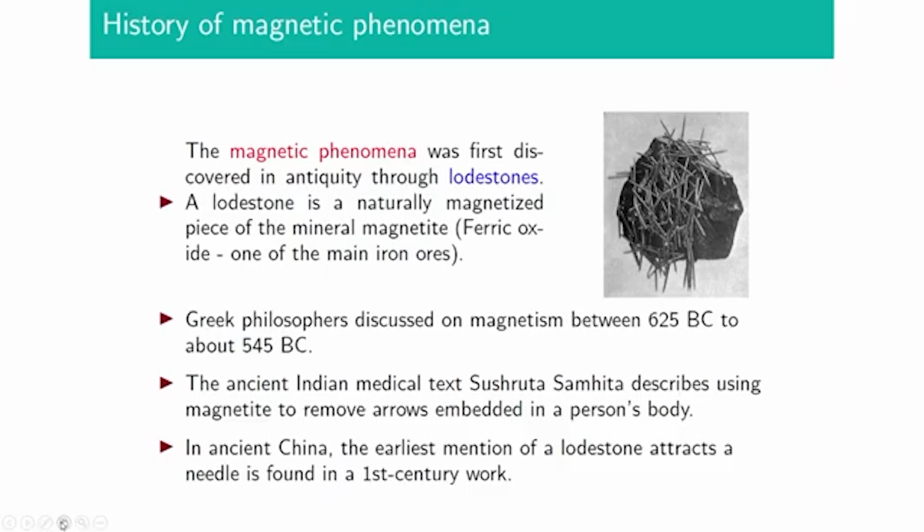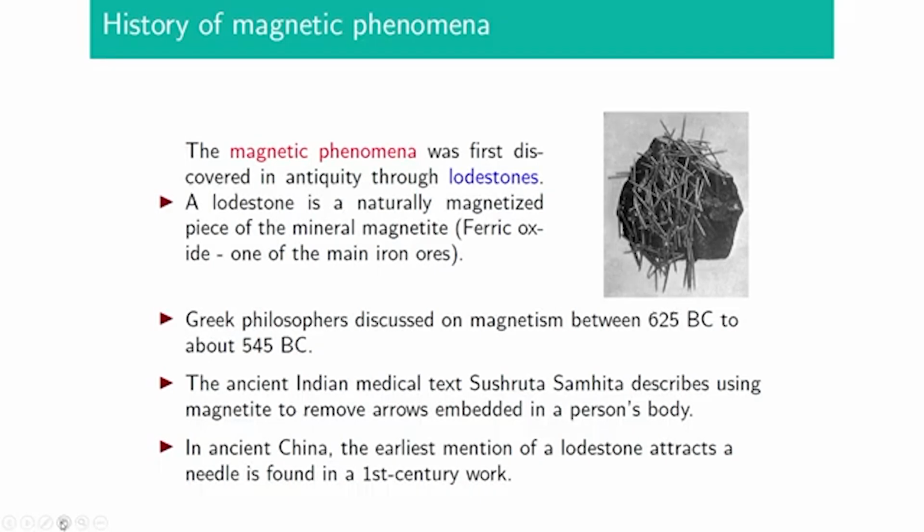So, starting with a bit of history of the magnetic phenomena. The magnetic phenomena was discovered a long time back in lodestones, and the lodestone is actually a naturally magnetized piece of mineral. It is a magnetite, rather an iron oxide, which is one of the main iron ores, and you see in the picture that it actually catches a lot of nails there. It attracts and holds all these nails there.